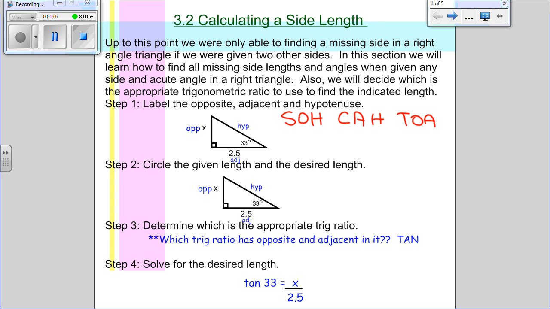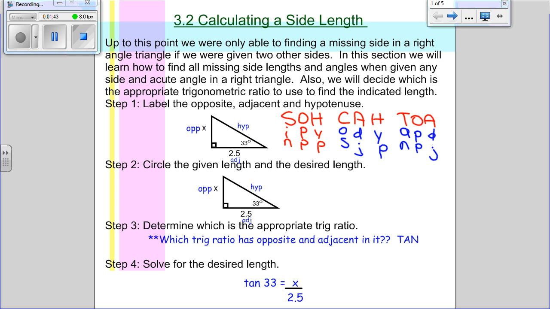Where sine equals opposite divided by hypotenuse. So that's what SO stands for. Sine equals opposite over hypotenuse. Cosine is equal to adjacent divided by hypotenuse. And then tangent is equal to opposite divided by adjacent. So SOHCAHTOA helps us find side lengths when we don't have two side lengths given to us and we only have one and an angle.